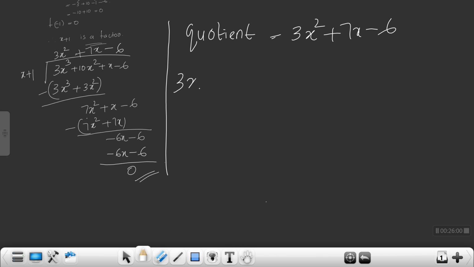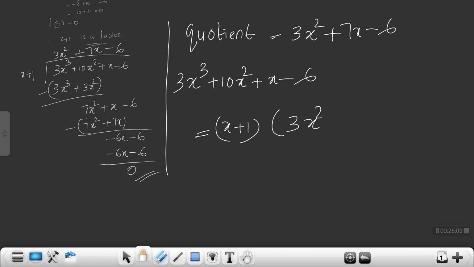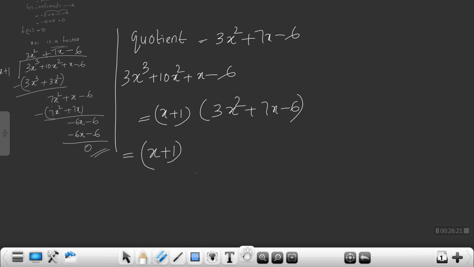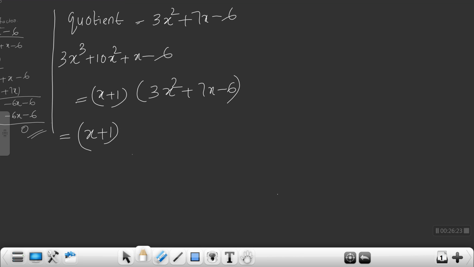So our polynomial 3x cube plus 10x square plus x minus 6 is equal to x plus 1 into our quotient 3x square plus 7x minus 6. Now we want to factorize the quotient 3x square plus 7x minus 6. For that, we find two numbers such that whose sum is 7 and the product is 3 into negative 6, negative 18.